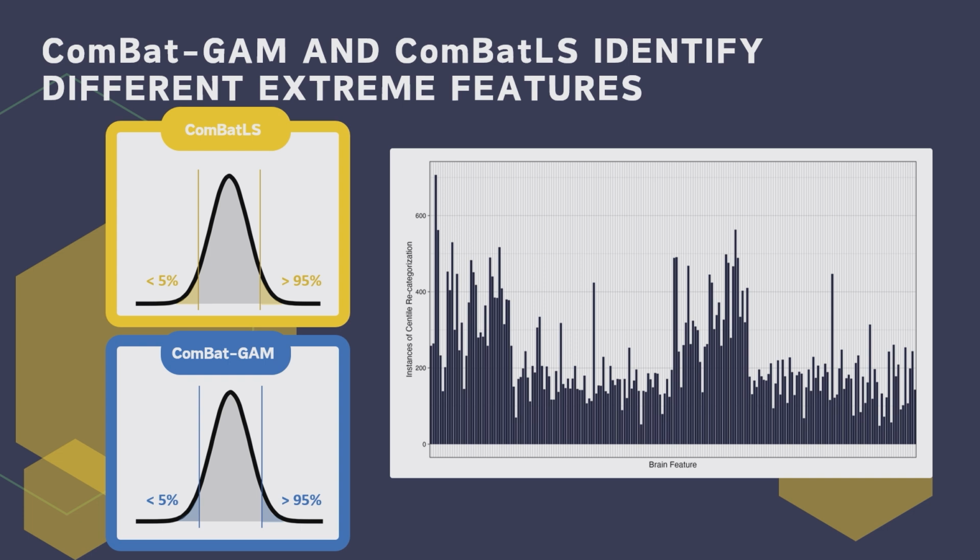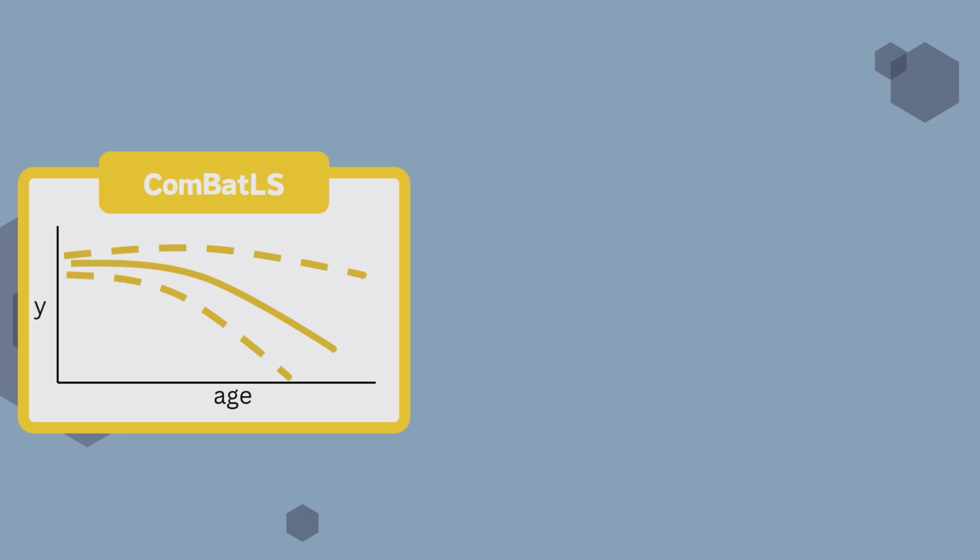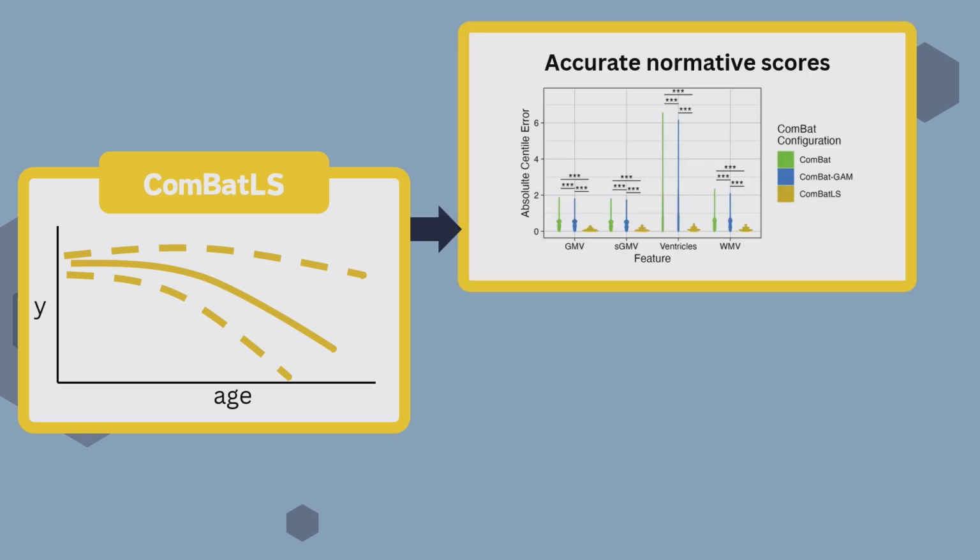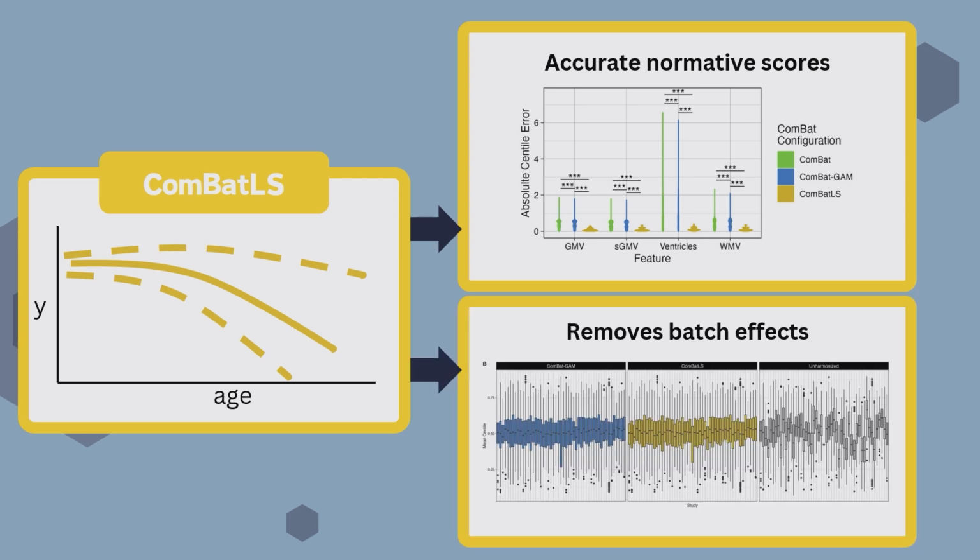But because of our simulations, we think that the centiles we get from ComBatLS are more accurate, so you can think of this plot as showing all of the false positives and false negatives that you would get just from your choice of harmonization. We found that there was an average around 1 false positive or false negative per subject, which could potentially affect downstream analyses. So in conclusion, ComBatLS preserves covariates effects on both location and scale during harmonization, which produces more accurate normative scores when harmonizing across imbalanced samples and effectively removes batch effects in real-world consortium data.